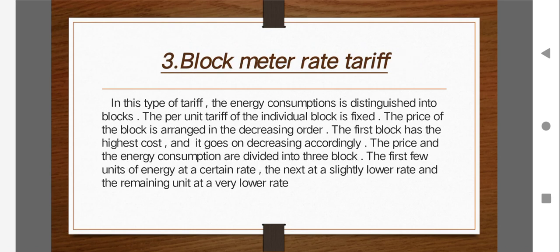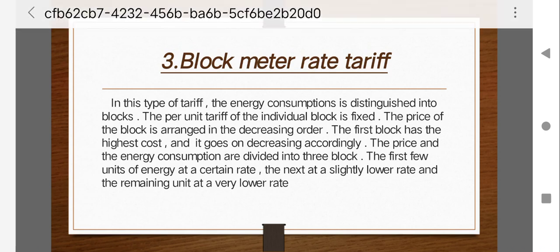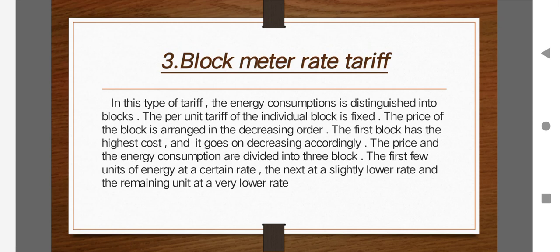Block meter rate tariff. In this type of tariff, the energy consumption is divided into blocks. The per-unit tariff of an individual block is fixed. The price of the blocks is arranged in decreasing order. The first block has the highest cost and it goes on decreasing accordingly. The price and the energy consumption are divided into three blocks: the first few units of energy at a certain rate, the next at a slightly lower rate, and the remaining units at a very low rate.